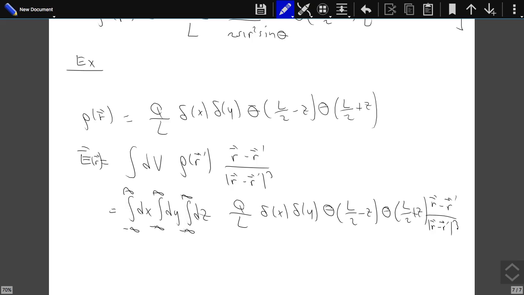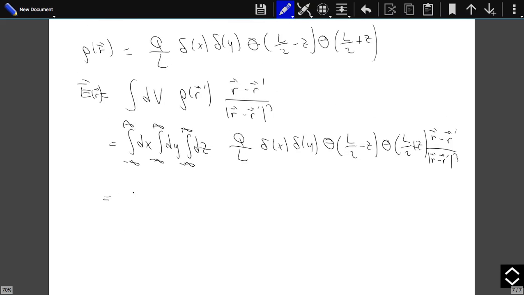Well, the Dirac delta x times Dirac delta y makes it trivial to evaluate the x and y integral. This is equal to q over L. It just tells me that wherever I see x prime and y prime, I should put 0 there.